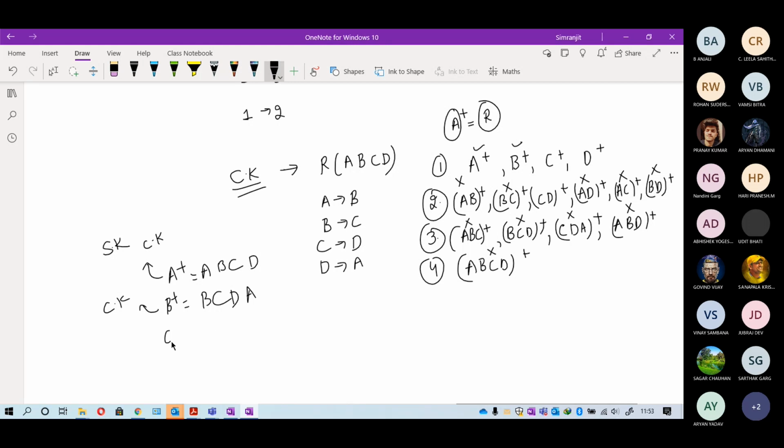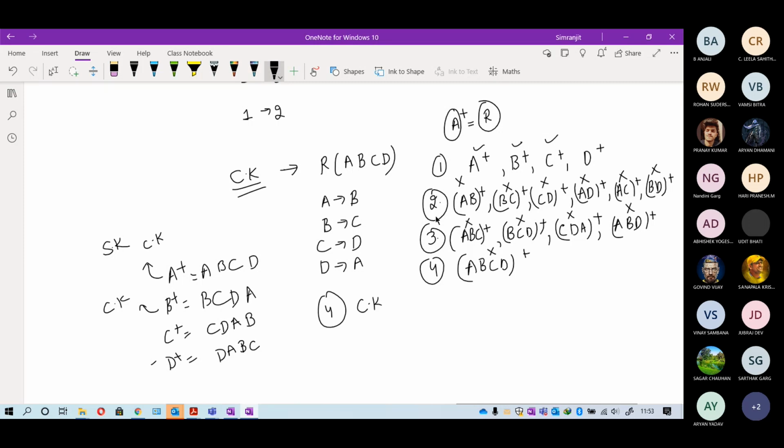I'll tell you one by one also. Now check for C plus. What is C plus here? C tends to D, D tends to A, and A tends to B. So again C plus becomes your candidate key. Again you can delete this part, or I think all the parts are deleted now. Now you can check for D plus. D tends to A, A tends to B, B tends to C. Again, this is also a candidate key. So there are four candidate keys here.